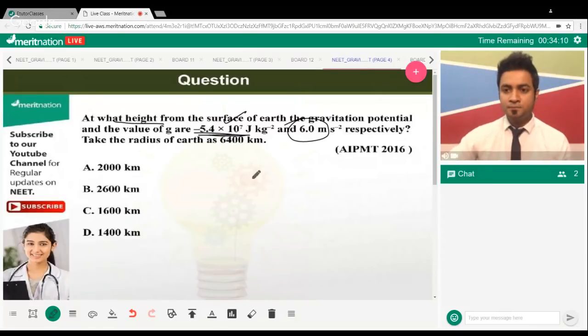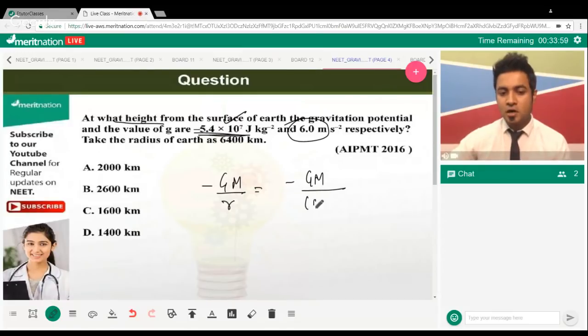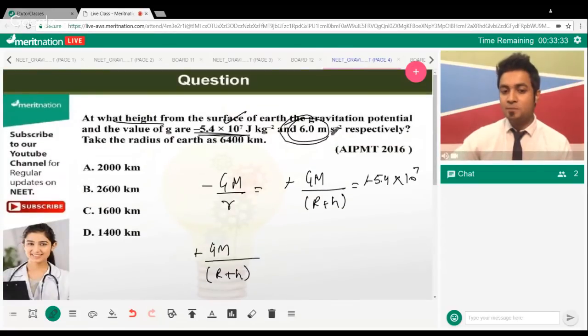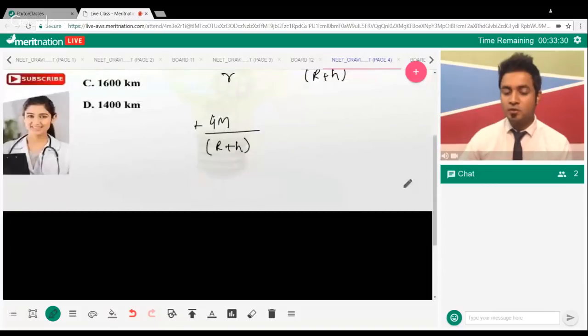So what I'm going to do is, you know the value of gravitational potential: it is minus GM upon r, or you can write it as minus GM upon r plus h, equal to minus 5.4 into 10 power 7. And they have given us the value of gravity as well. The minus will get cancelled out, guys. So GM upon r plus h. They have given the value of gravity at that point, and you know pretty well what it is.